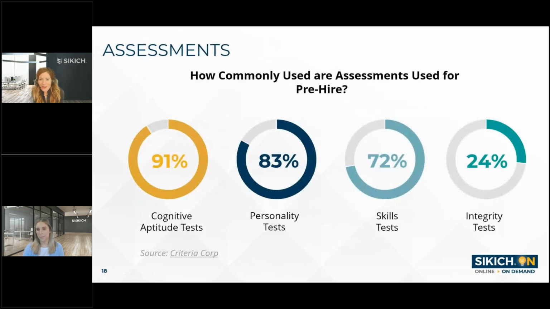So how common are they? There was a study released by Criteria from their own customers. Some of you may or may not be using Criteria, but 91% are using those cognitive aptitude tests. Those are the predictors of job performance, followed by personality. Then you can see the skill tests and some of those integrity tests. So really the hallmark is those cognitive aptitude tests.